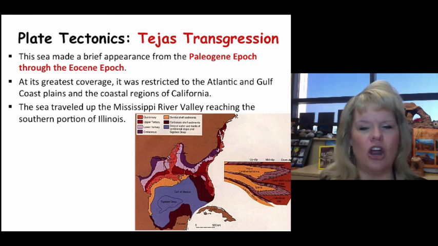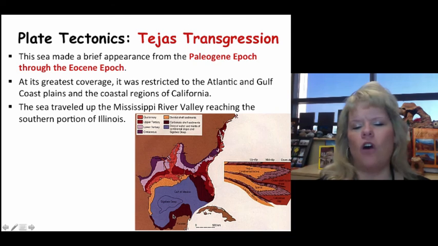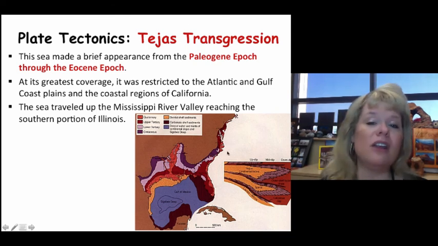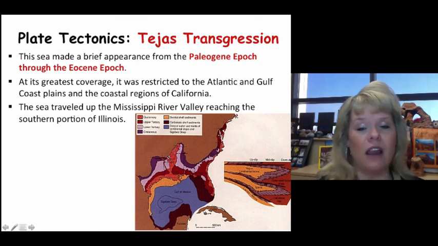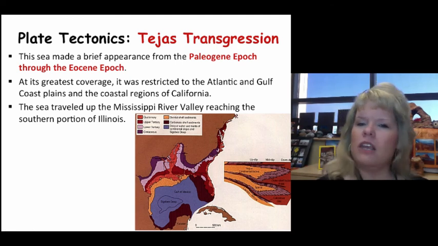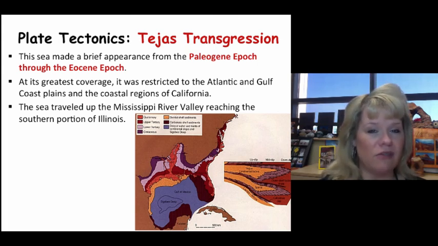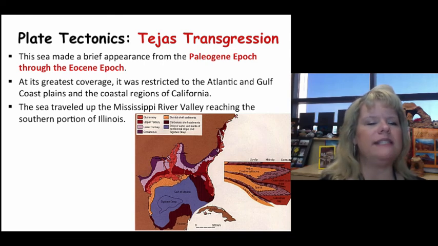Now, you're going to find loads of this stuff down around the East Coast, the Gulf Plain, or the Gulf Coast region, and then, of course, the coastal area of California. You'd expect to see rocks from the Tejas Transgression. Believe it or not, the Tejas actually invaded the Mississippi River Valley and went all the way up to southern Illinois, so you can find rocks that were marine up in that river basin.